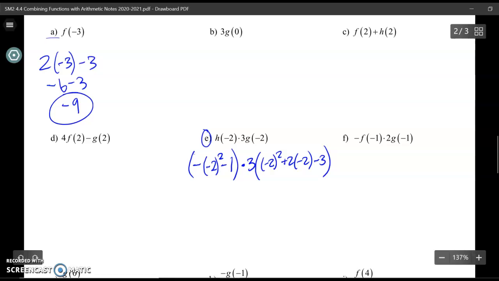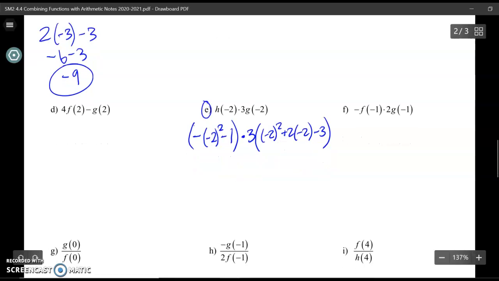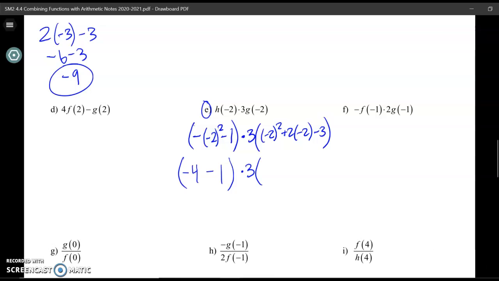So let's just go through and do some simplifying. So first, in this first set of parentheses, I have a negative 2 squared, which is just going to turn into 4. So I have a negative 4 minus 1 times 3. Let's just simplify everything in here. Negative 2 squared is positive 4. And then I have 2 times negative 2, which is negative 4, and then minus 3. So negative 4 minus 1 is negative 5. And then times 3, and then 4 minus 4 is 0 minus 3.